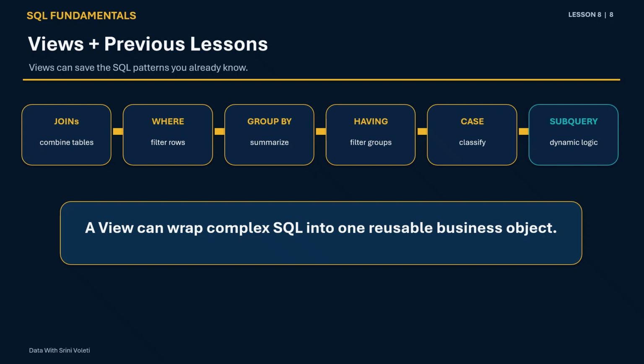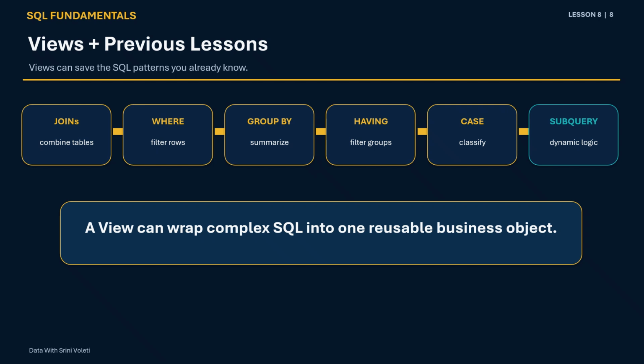Imagine a view called vw_provider_performance. Behind that name, the SQL may join providers and claims, exclude irrelevant claim statuses, group at the provider level, calculate totals, and classify providers into performance bands. The person consuming the view does not need to reproduce all that logic. This is sometimes called an abstraction layer.